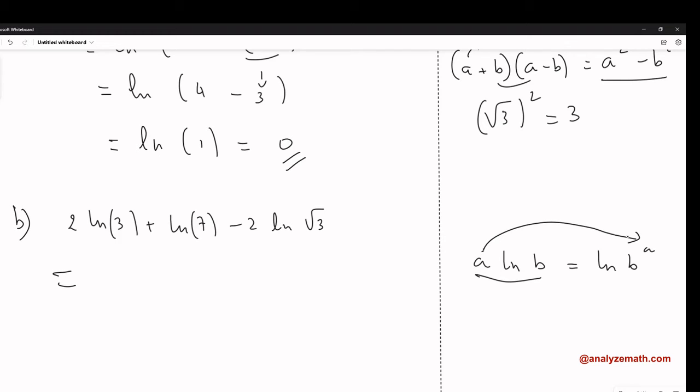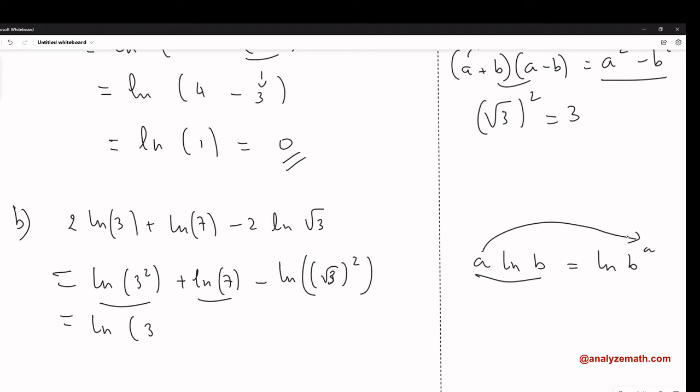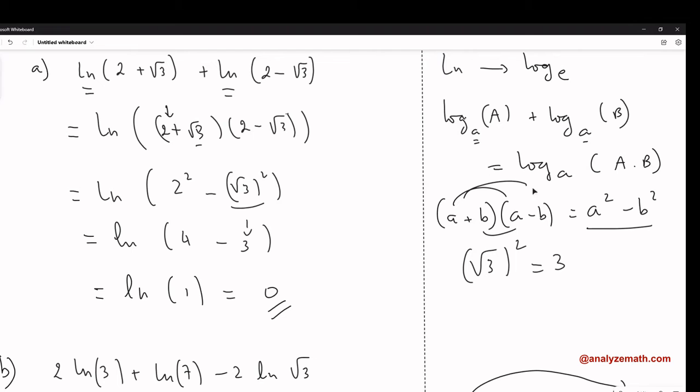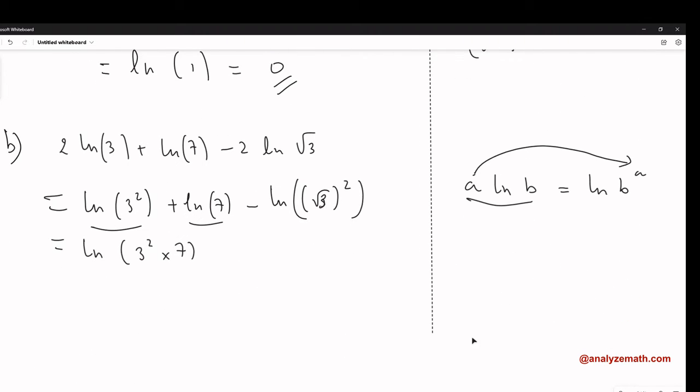So let's start. 2 ln 3 is ln 3 to the power 2 plus ln 7. Now this also we apply the same thing. It's ln of square root of 3 to the power 2. Now this is a sum of two logs. So that's going to give me ln of 3 to the power 2 multiplied by 7. This is the formula we saw before, this one here. Now minus ln of square root of 3 to the power 2. Square root of 3 to the power 2 simplifies to 3.